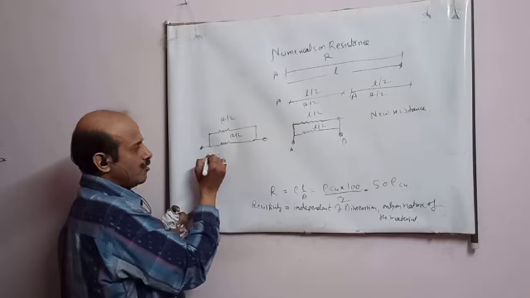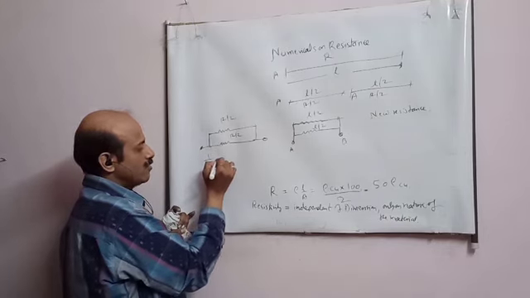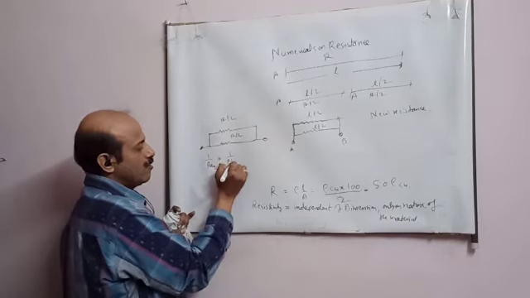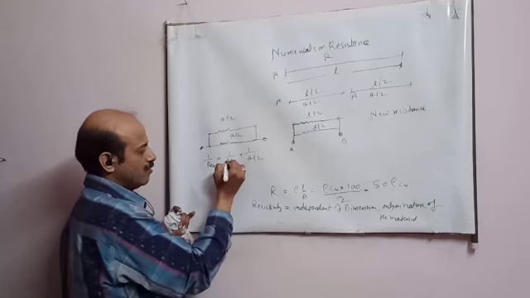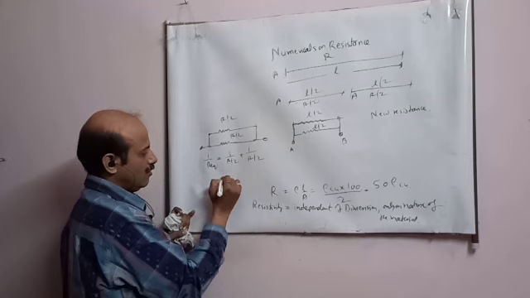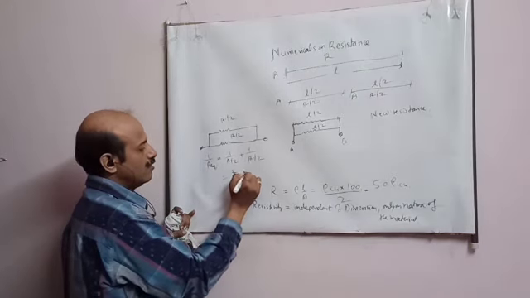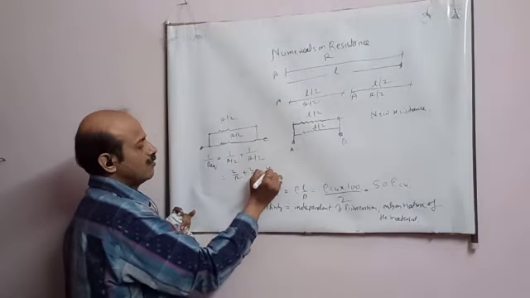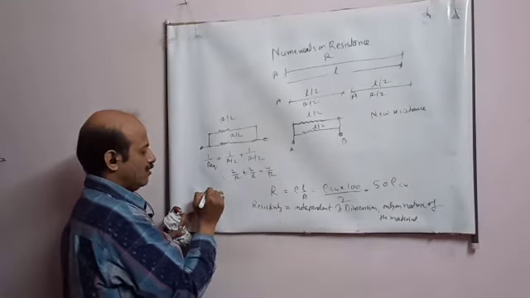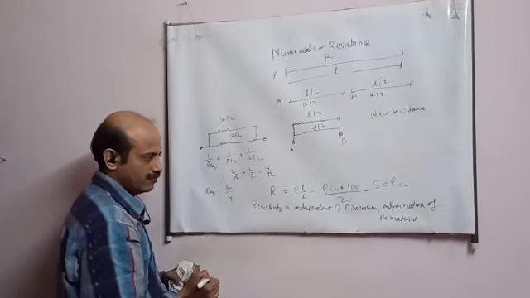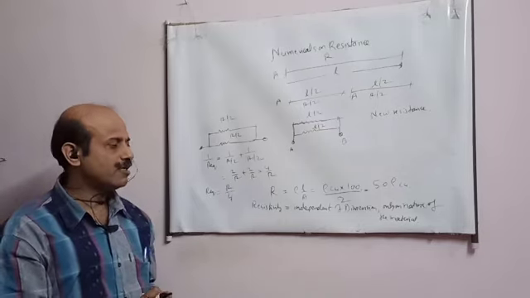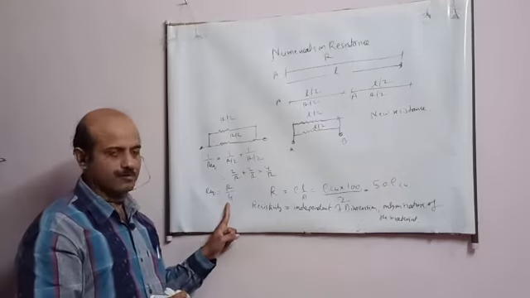Now I have to find out the total resistance. So 1 by R equivalent, student, is 1 upon R by 2 plus 1 upon R by 2. This is 2 upon R, 2 upon R, total 4 upon R. So resistance will become R by 4. Means whatever the original resistance was, you have to divide it by 4.